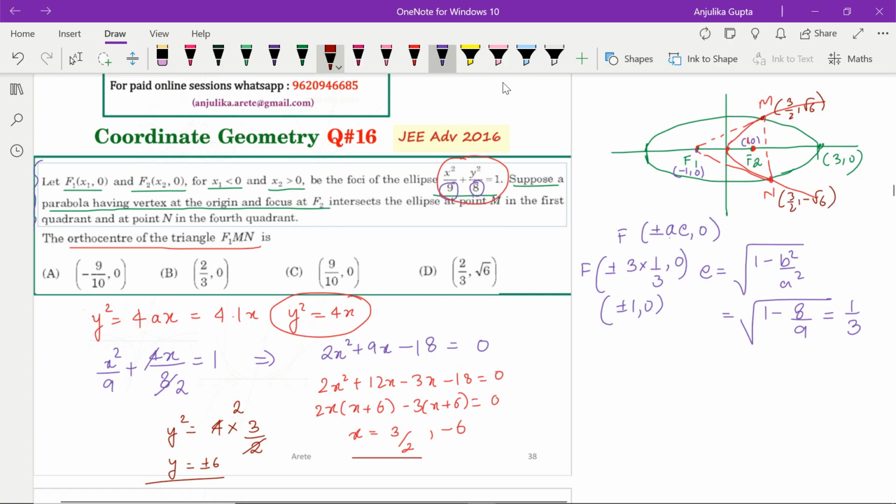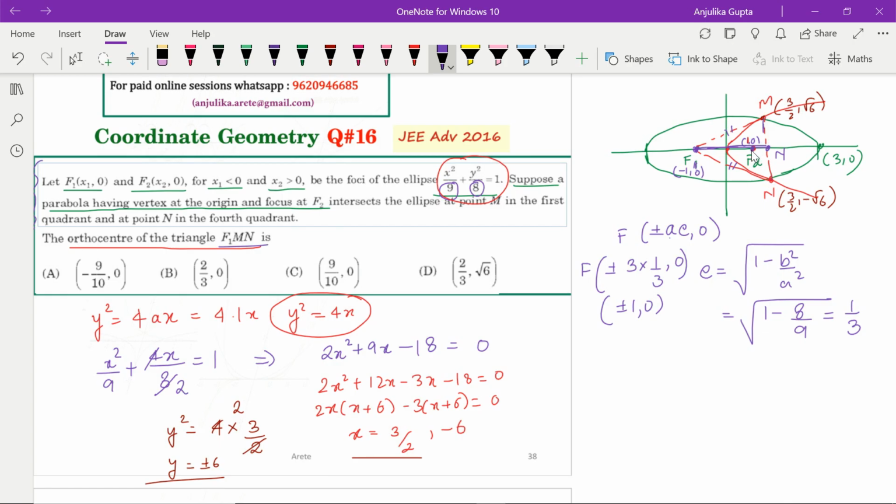Now you have to figure out the orthocenter. Do you see that this triangle they are talking about, F1MN, is an isosceles triangle? F1M and F1N are the same. So do you think that this is already perpendicular? The line F1F2, let's call this point something, is already perpendicular to MN. Now the orthocenter should lie on this only, right?